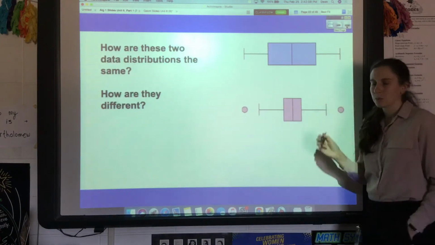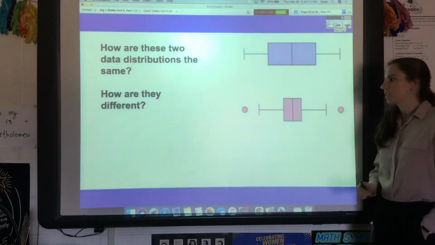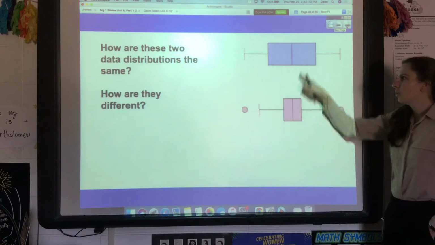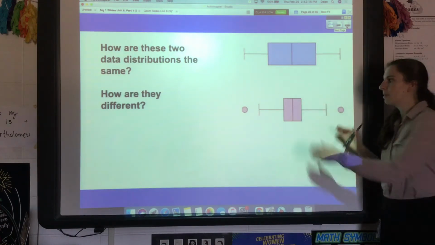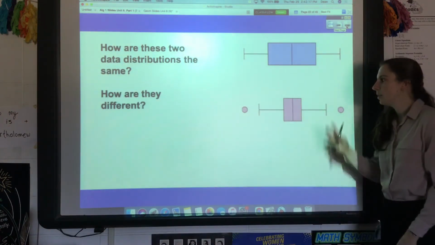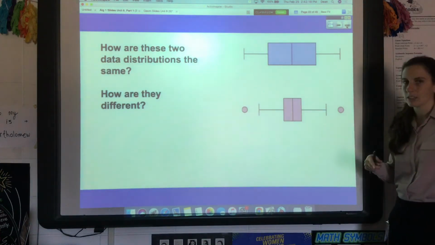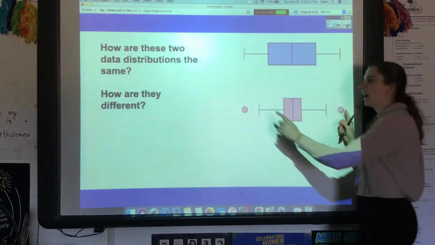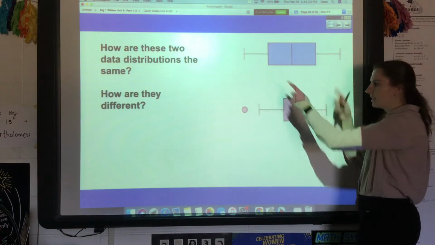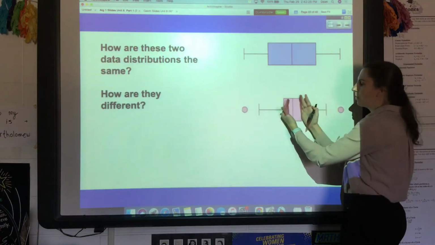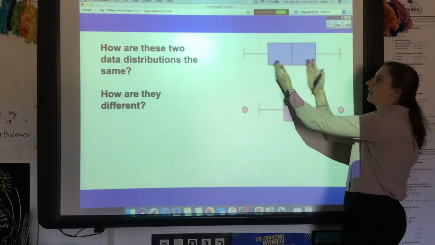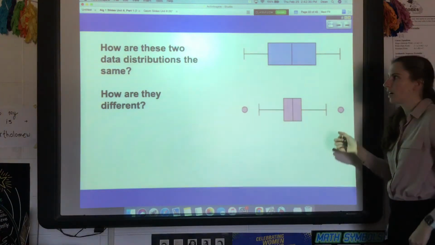Okay, just once again, to get back to the box and whisker plots, these two look pretty similar. They have the same min, max, and median, and they're both symmetric. The only real difference is that this one has a couple of outliers, this one doesn't, and this one has a very small interquartile range. This one has a slightly bigger interquartile range.